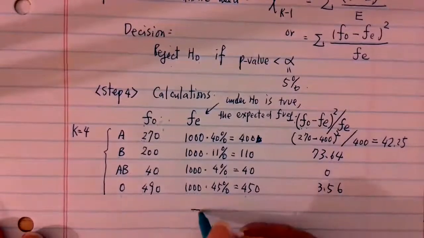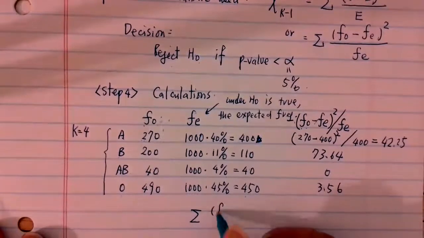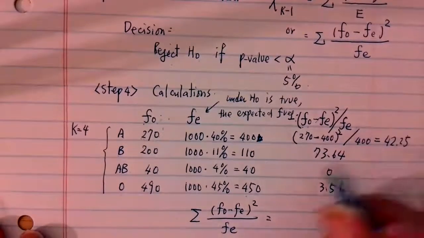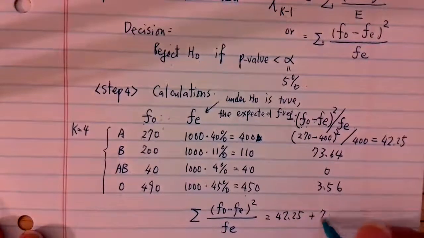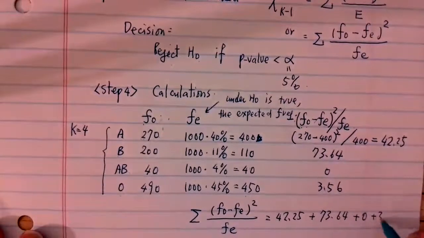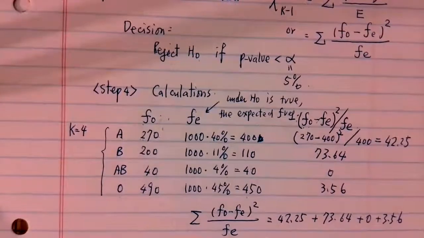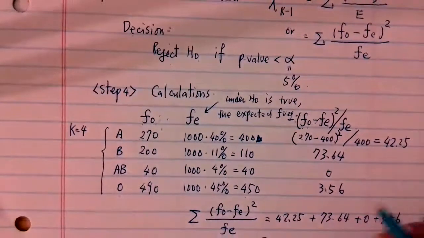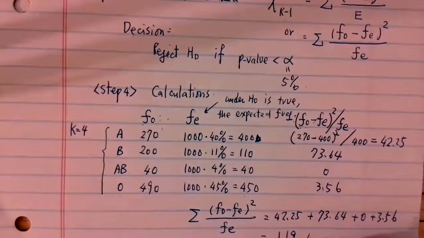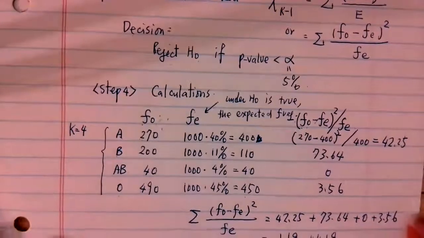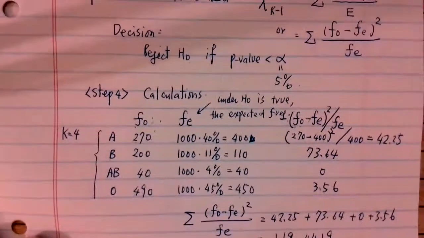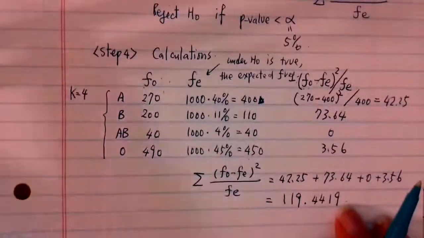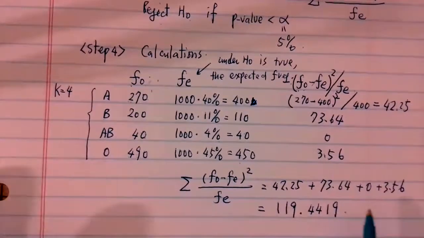So you sum them up, summing over FO minus FE squared divided by FE: 22.25 plus 73.64 plus 0 plus 3.56. This number adds up to 119.4419. This is the calculated test statistic, 119.4419.